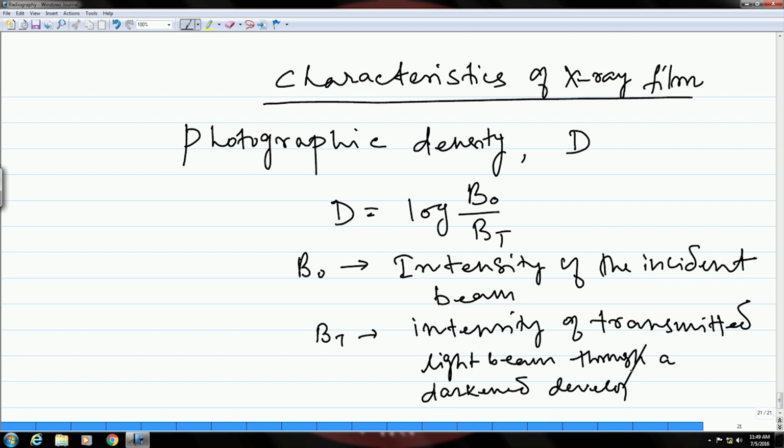So, you take the film which is already developed and darkened, and then measure the intensity of light which is passing through it. Now, if you take the ratio of this incident intensity and the transmitted intensity, which is B naught by B t, and take the log of it, you get the photographic density D.